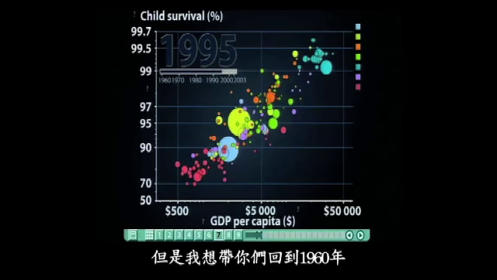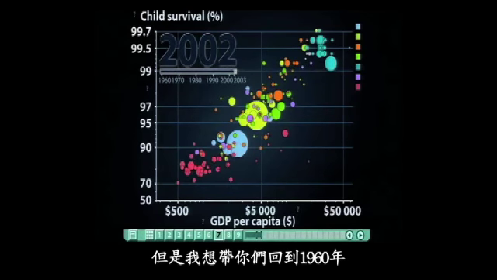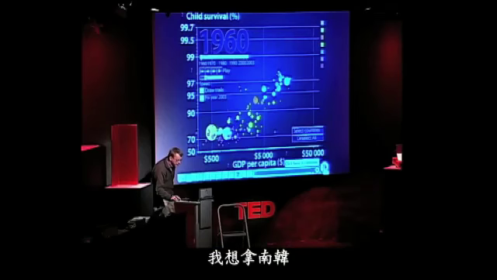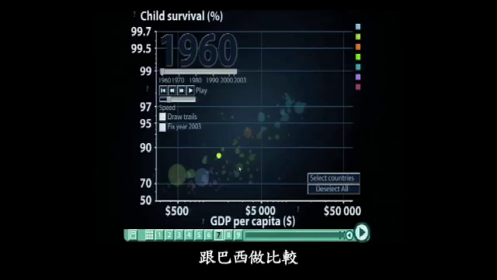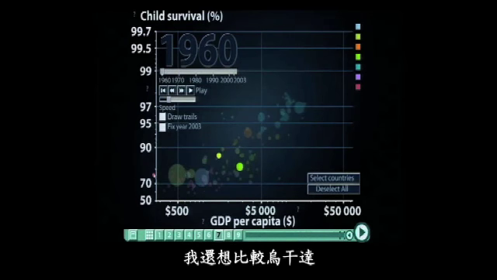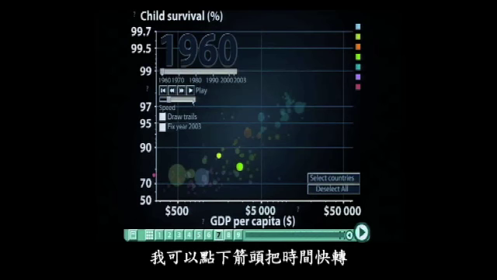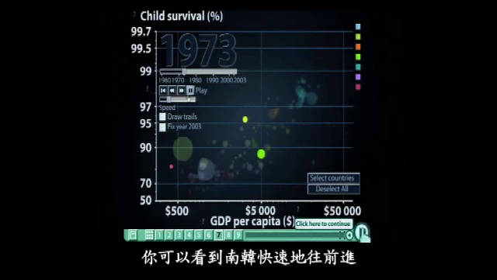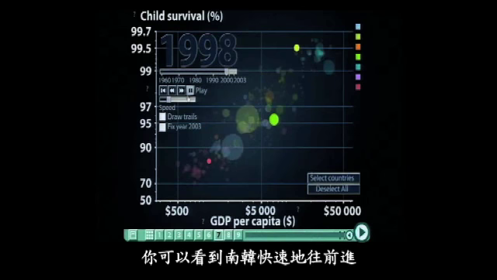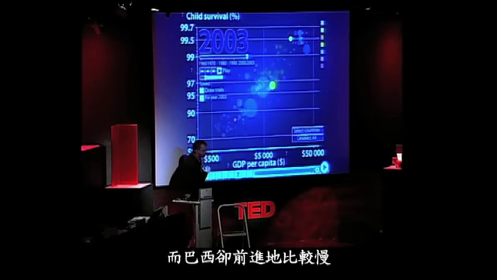But I would like to bring you back to about here at 1960, and I would like to compare South Korea, which is this one, with Brazil, which is this one. The label went away for me here. And I would like to compare Uganda, which is there. And I can run it forward like this. And you can see how South Korea is making a very, very fast advancement, whereas Brazil is much slower.